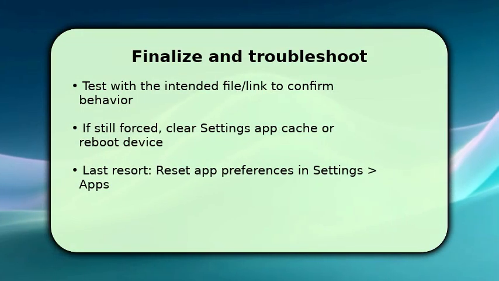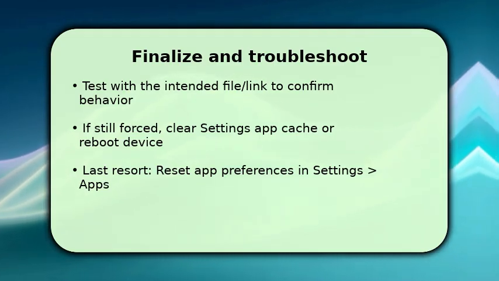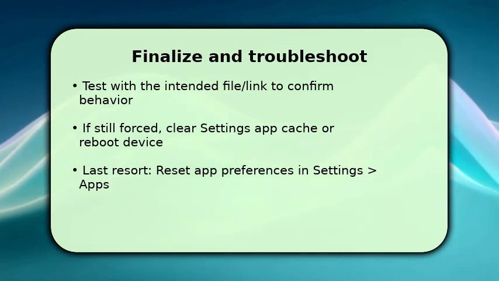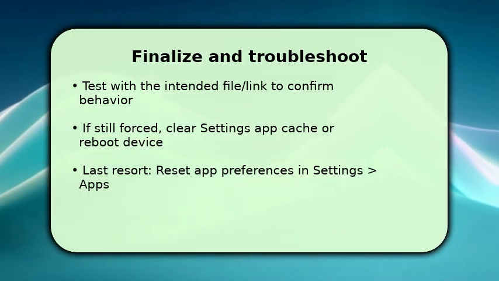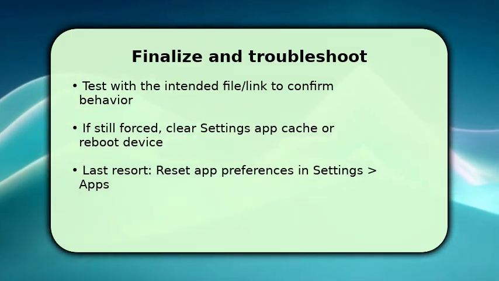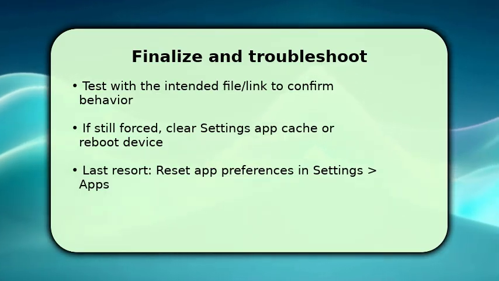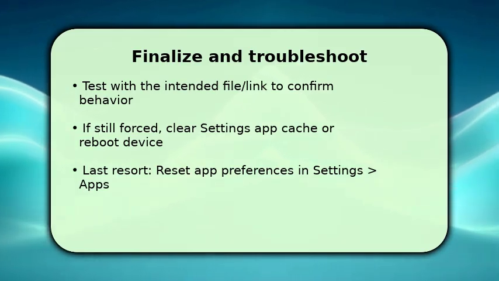To finish, test by opening the content type you changed. You should see the chooser or your new default. If the system still forces an app, clear the settings or package installer cache and reboot because lingering caches can lock defaults. Once done, make sure not to tap Always unintentionally. If problems persist, use Reset App Preferences to restore all defaults, then reassign only the ones you want. That fixes stubborn bindings without factory reset.